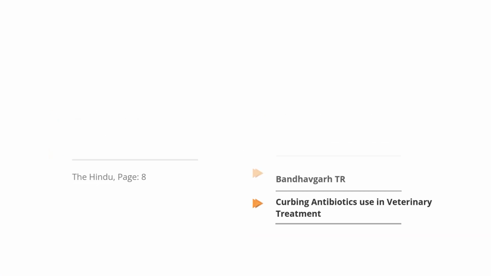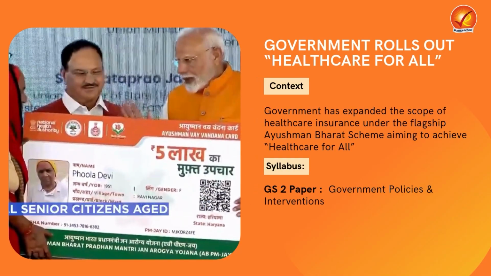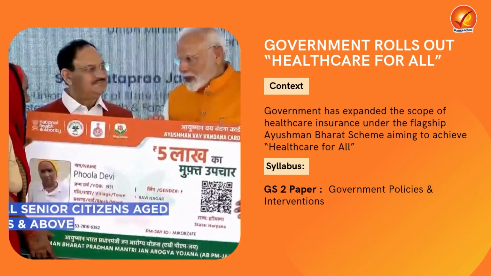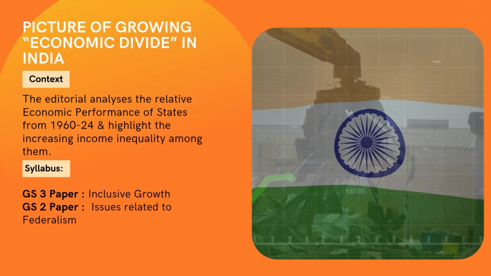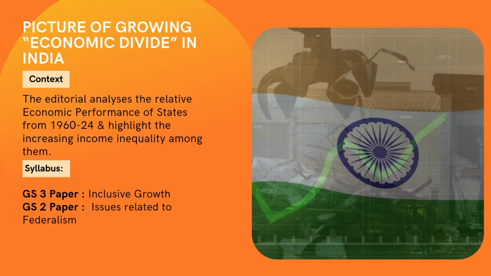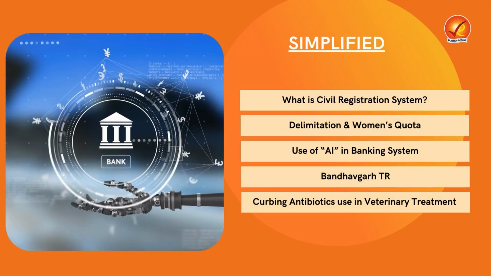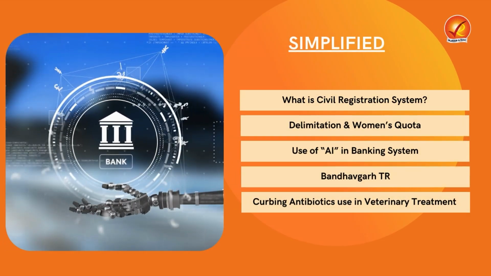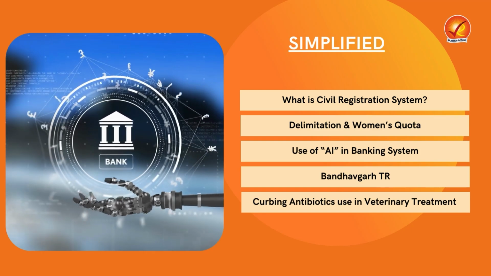From your analysis section, in the first topic, we will discuss the idea of universal healthcare for all in the backdrop of the recent reform which the government has brought in the Ayushman Bharat scheme. Then the second topic will examine the causes behind the persisting income inequality and the steps which can be taken to tackle the same. Then from your simplified section, we'll be taking up 5 topics, try to simplify them for you and also provide value addition, keeping in mind the approaching Prelims 2025 examination, so stay tuned.